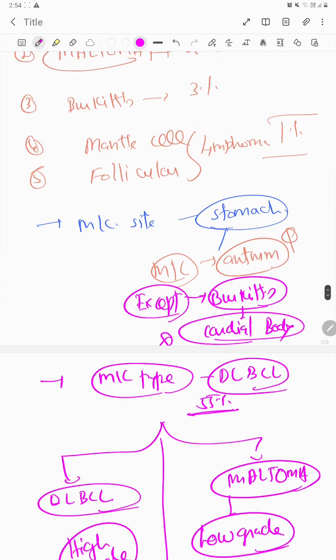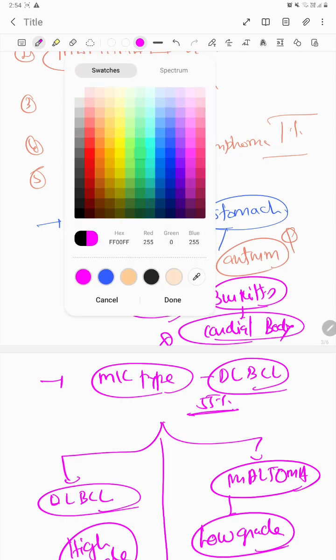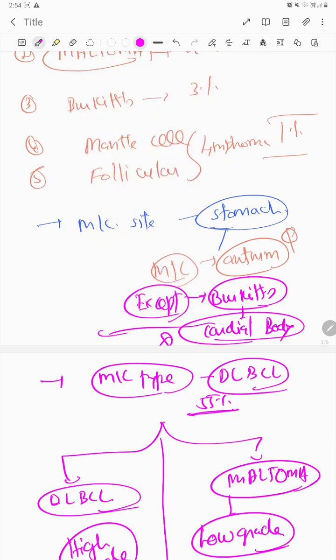And previously I have told Burkitt's lymphoma in stomach is most commonly seen in your cardia and body, whereas your Burkitt's lymphoma can present as a terminal ileal mass also.